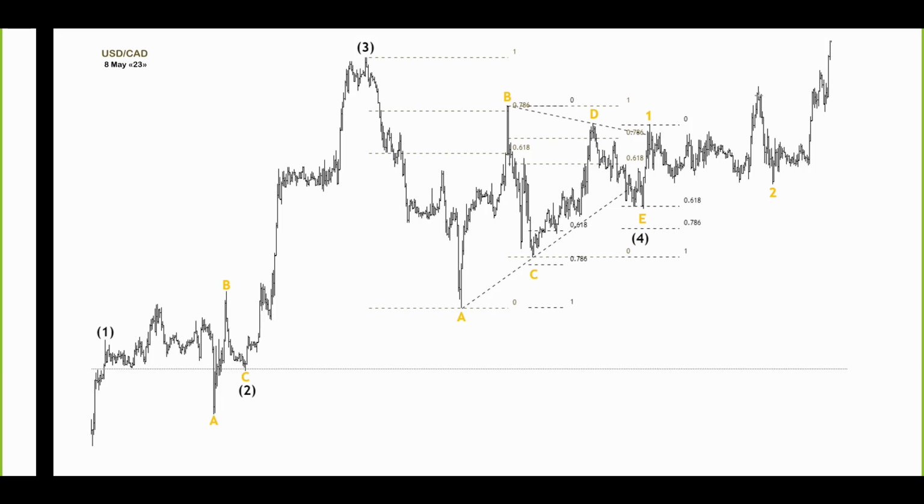I can give you more examples, whether now or later, especially when we get the opportunity to see another triangle pattern, and we will, because this pattern is pretty common. We will see how usually the subwaves of this triangle pattern respect these measurements.